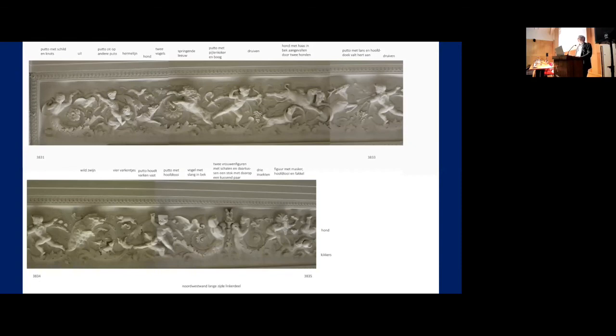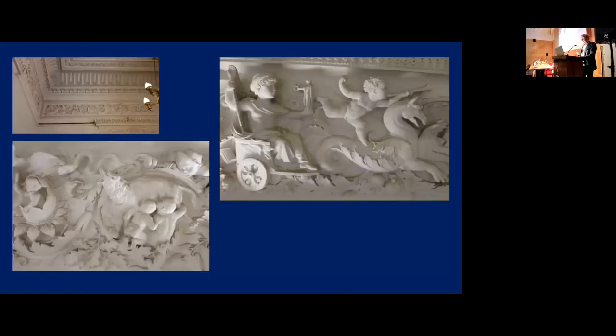The same frieze, just a little bit later, has been applied in Schwerin in the castle, in the billiard room. So he used his molds several times to make a nice illustration of the middle. Here you see some parts of it.